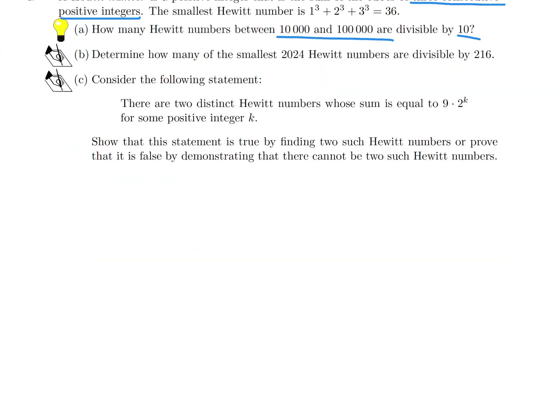Determine how many of the smallest 2024 Hewitt numbers are divisible by 216. Well, what we need to do, first of all, is get a general formula for a Hewitt number. Now, what is a Hewitt number? It's the cube of 3 consecutive positive integers, right?